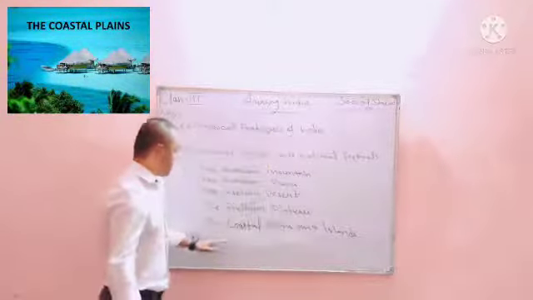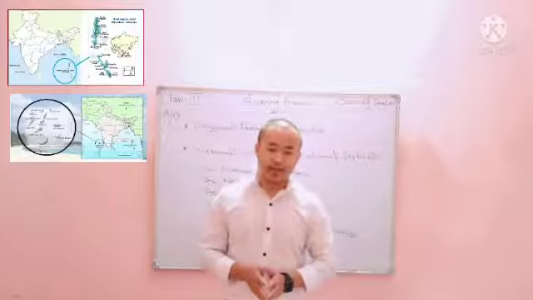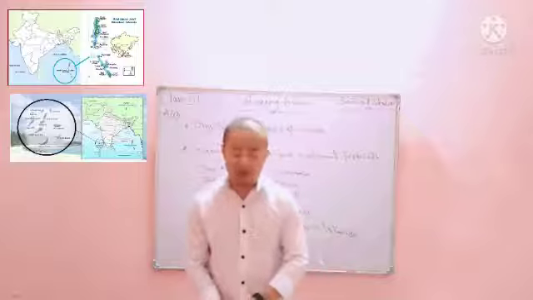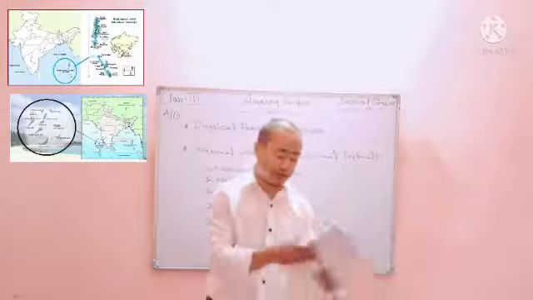So now the coastal plains are finished. Now islands. An island is a piece of land surrounded by water on all sides. I will show you in this map.